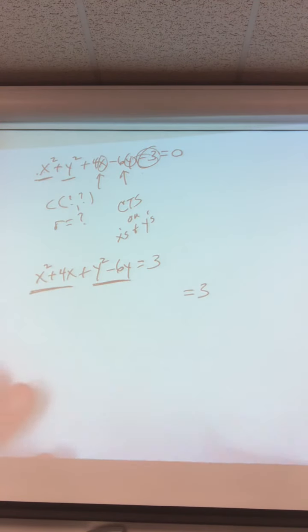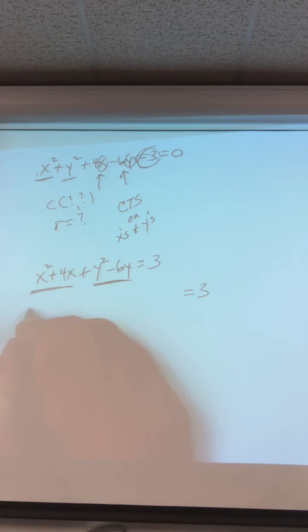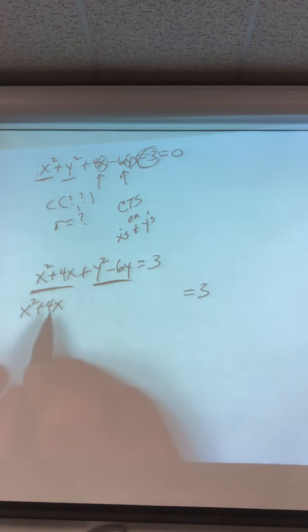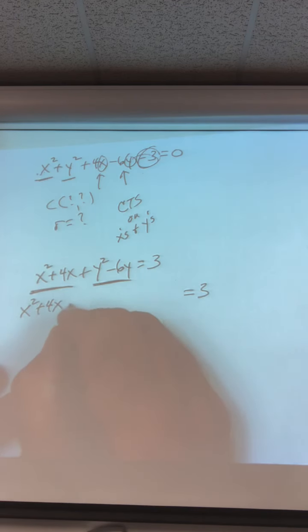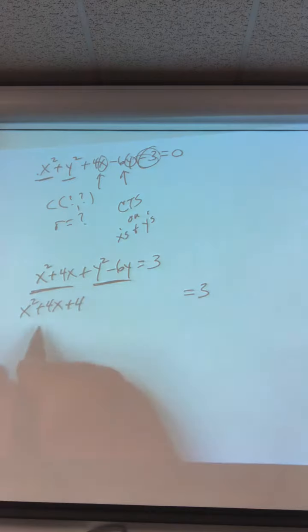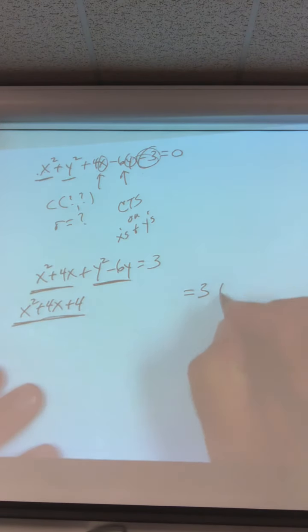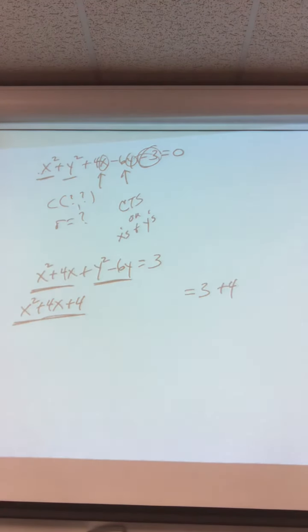Now, let's complete the square on the x's. Let me remind you of how we do this. Take half of 4. What's half of 4? 2. Square it. 2 squared is 4. And you add that. But whatever you do to one side, you have to come over and do to the other side. Let me do that again. Take half of 4, which is 2. Square it. 2 squared is 4. And add it to both sides.